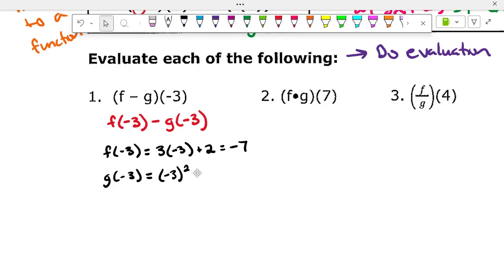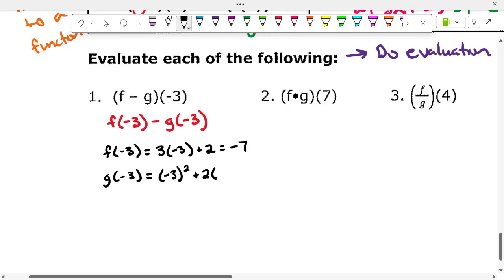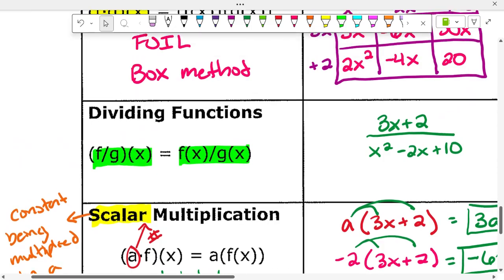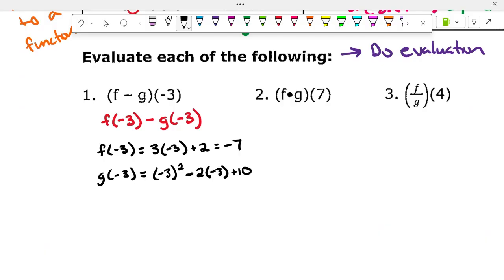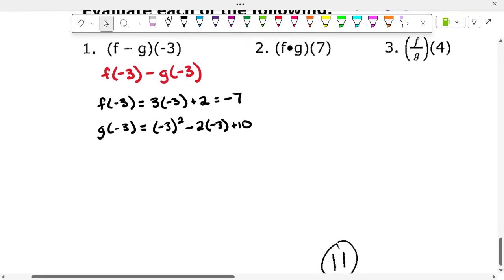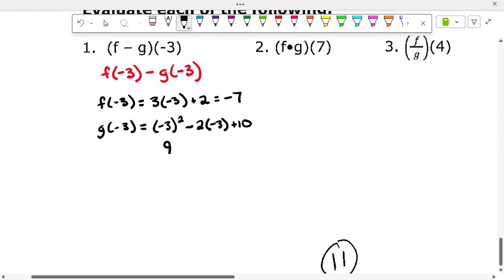So negative 3 squared plus 2 times, is it plus or minus? I think it's minus. Minus 2 times negative 3 plus 10. What's negative 3 squared? 9. What's negative 2 times negative 3? Positive 6. And then we bring down the plus 10. 9 plus 6 is 15. Plus 10, that's 25.